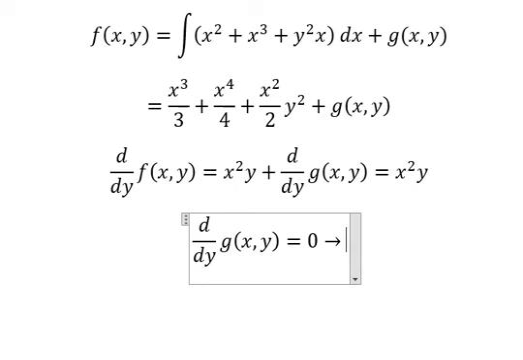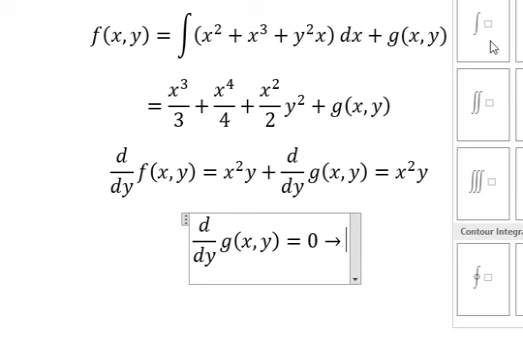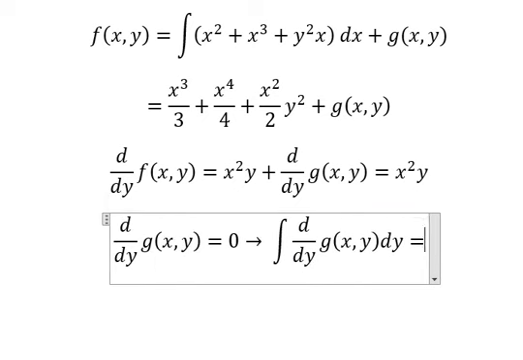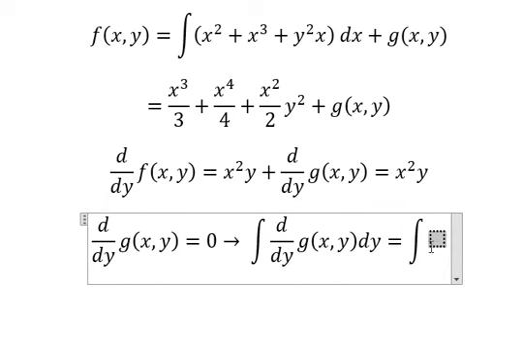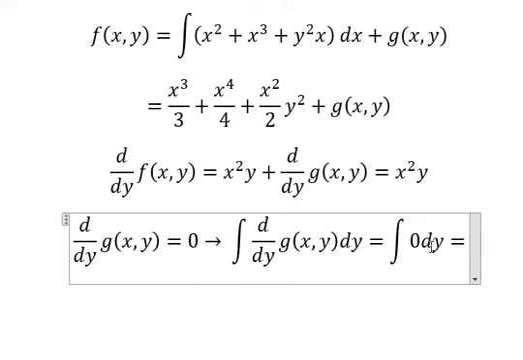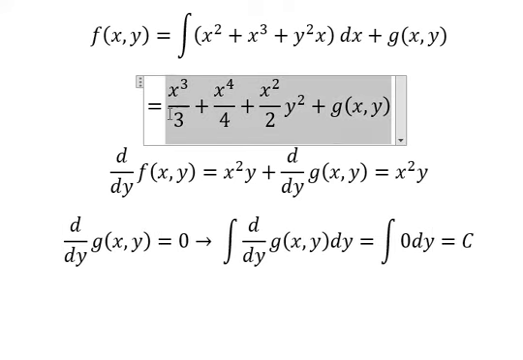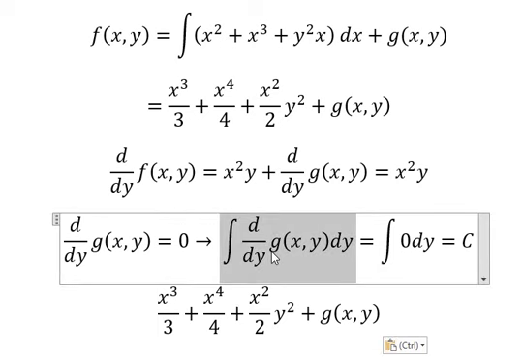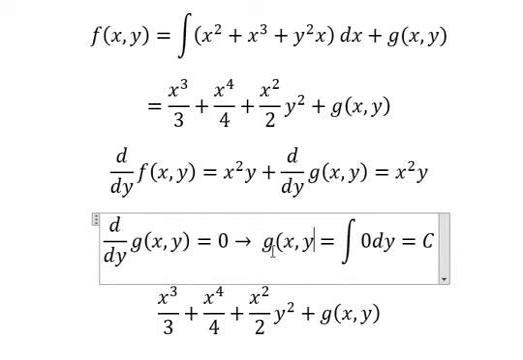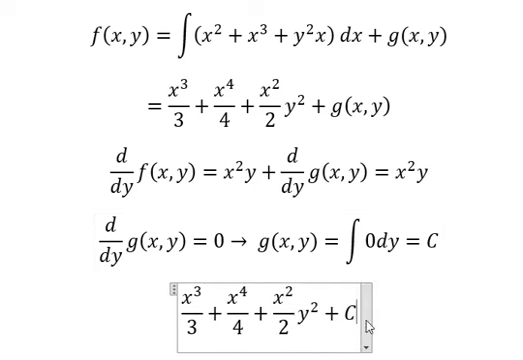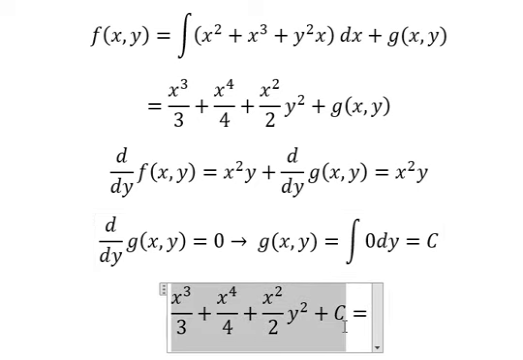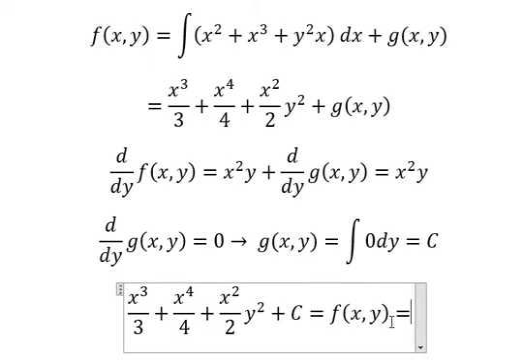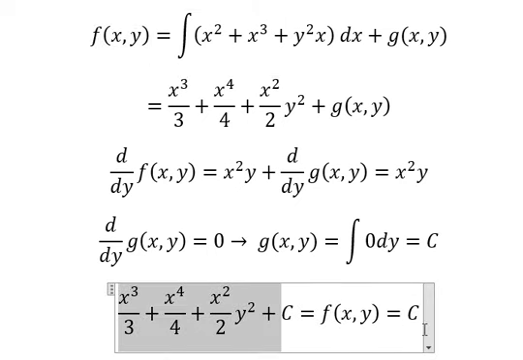Next, I will put the integration for both sides. And this one equals to c. Now we go back in here. The integration of this one, we have 3xy. 3xy equals to c. And we know that this one equals to this one. f of x, y equals to c. And we can simplify like this.